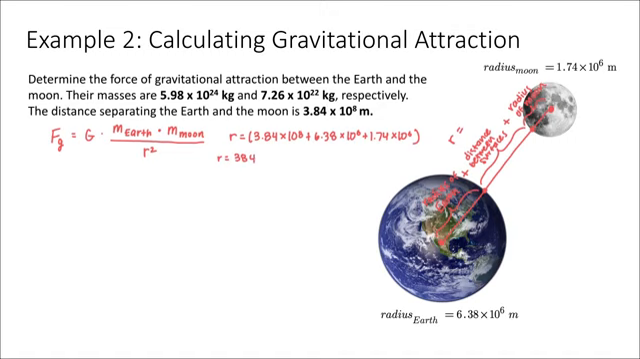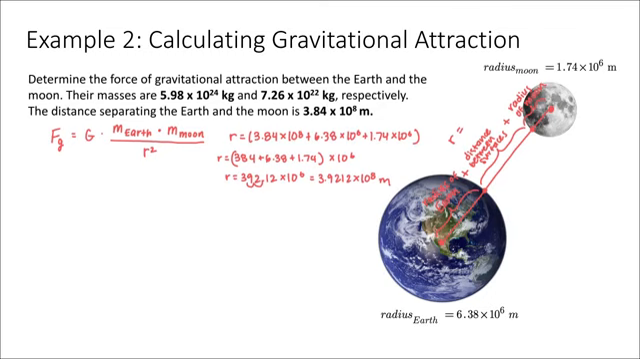Once they're all to the power of 6, I can add them together: 384 plus 6.38 plus 1.74, and all of that will be times 10 to the power of 6. That is equal to 392.12 times 10 to the power of 6, but I'll go back 2 places. That'll be 3.9212 times 10 to the power of 8 meters.